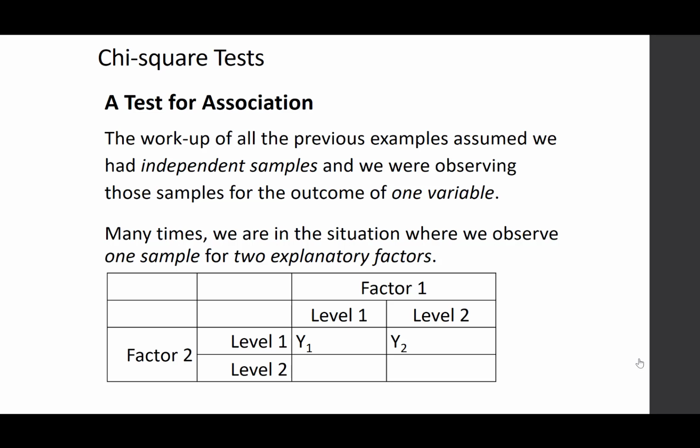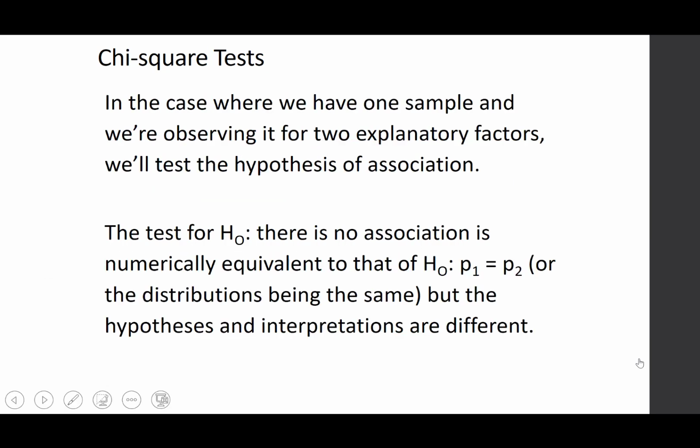So now we're going to talk about a chi-squared test of association. A test for association happens when we have one sample and we're looking at it for two variables. The workup of all the previous examples assumed we had separate independent samples and we were observing those samples for the outcome of one variable. All right, so when we're in the situation where we have one sample and two variables, we're going to be in the association hypothesis setting.